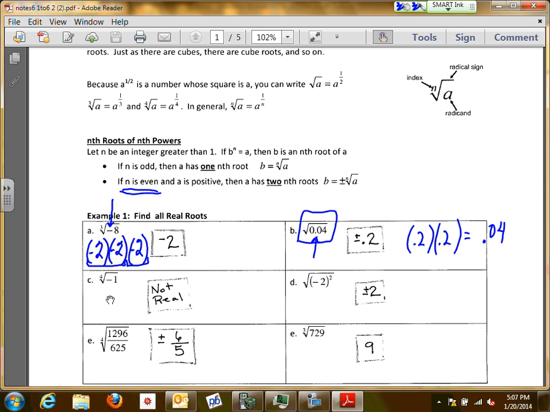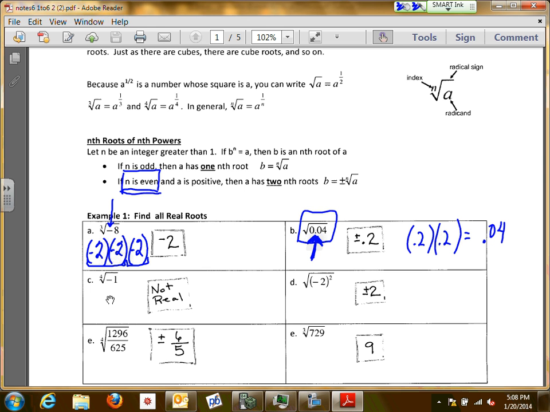If your root is even, then you have to have a positive value in here, because you are having two things that multiply together to give you a positive value under the radical, okay? Negative times negative, or positive times positive.